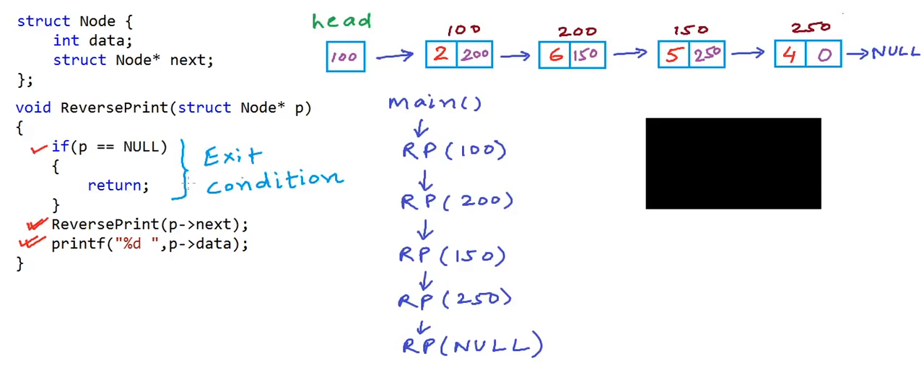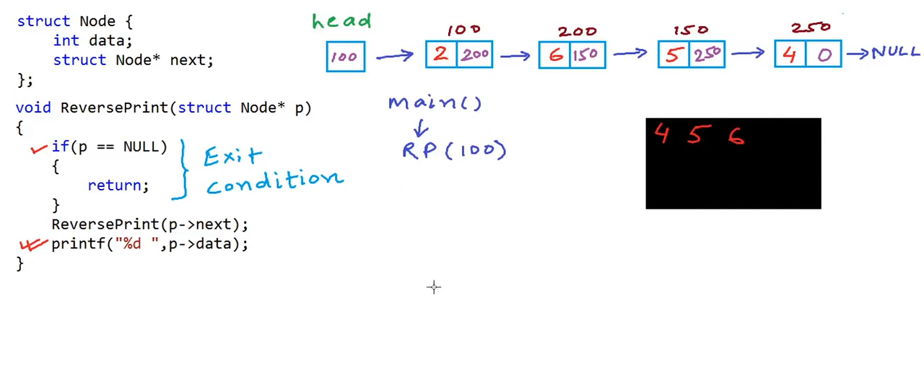We will simply return, and the control will return to this particular call, reverse print 250. So we will come now to this printf statement. The data field at address 250 is 4, so 4 will be printed on the console, and now this function call will finish and we will go to reverse print 150. Now this call will print 5 and exit, and we will go on like this. Finally we will return back to the main function with this output on the console, the elements of the list printed in reversed order. So this was recursive traversal of a linked list to print its elements.